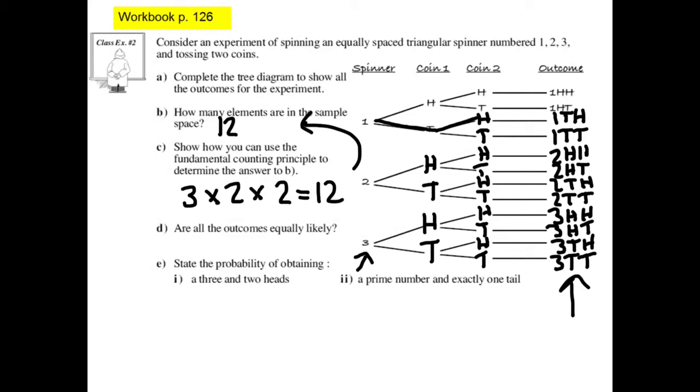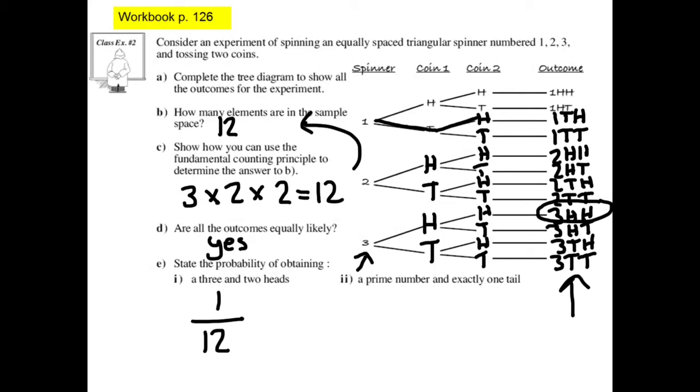The question is, are all the outcomes equally likely? Well, each coin has heads or tails, and with a spinner, assuming that all the sides are equal, then yes, absolutely. These should be equally likely outcomes. So state the probability of obtaining a 3 and 2 heads. Well, we've got 3 and 2 heads over here. Seems to be the only one out of possible 12 outcomes.